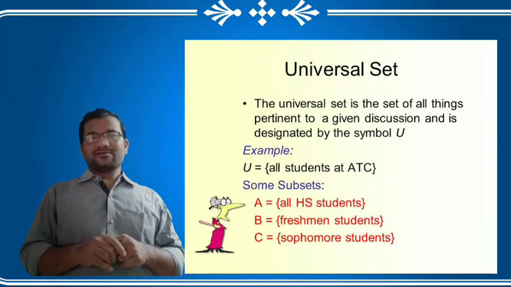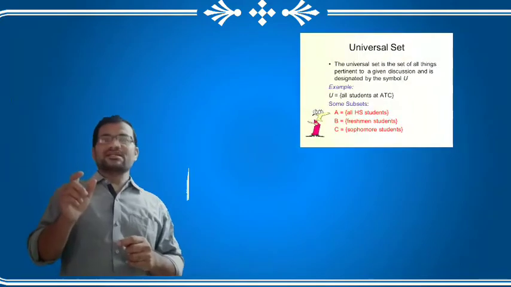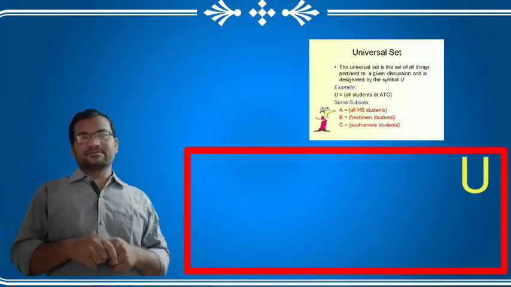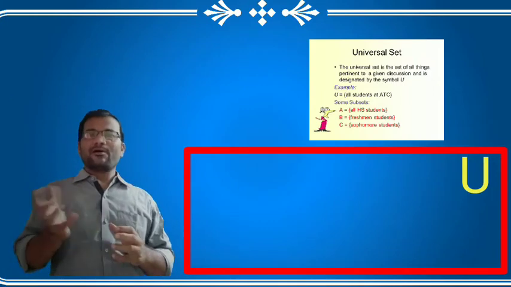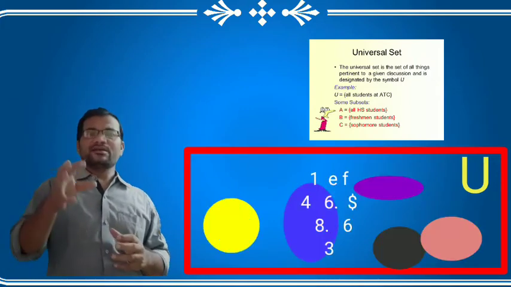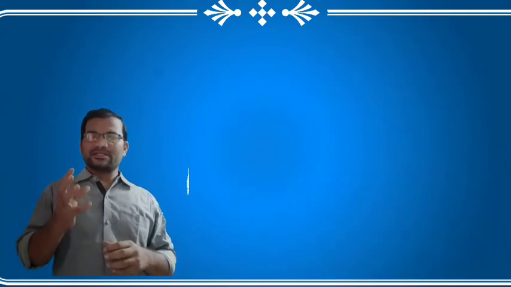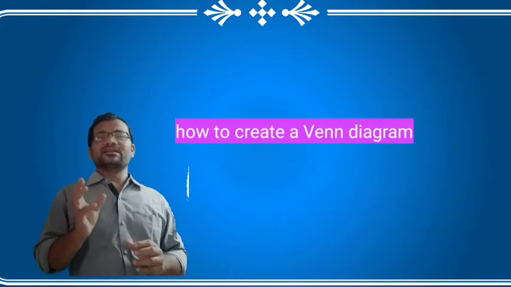So we generally represent this universal set by a geometrical figure, a rectangle. We know all the sets, all the elements are under the universal set. So whatever set we are going to represent, we have to put the circle inside the rectangle. So let us know the procedure to create a Venn diagram.